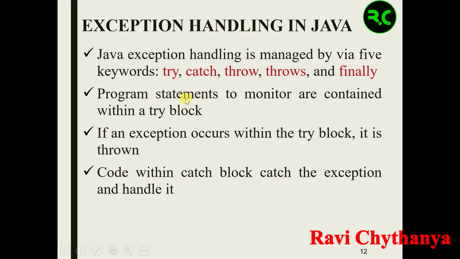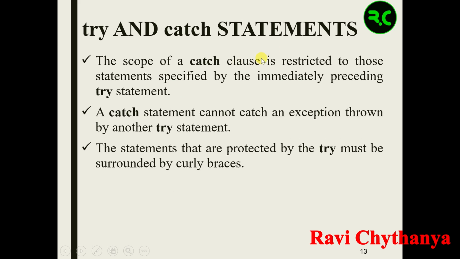Program statements to monitor are contained within a try block. If an exception occurs within a try block, it is thrown. The code within the catch block catches the exception and handles it. Monitoring means whenever there is a chance of having an exception. The scope of a catch clause is restricted to those statements specified by the immediately preceding try statement. So the try statement should have a catch statement immediately after the try block.